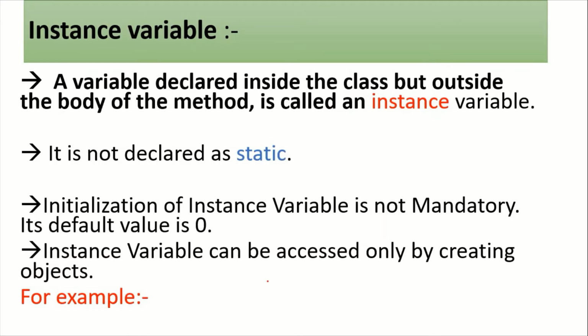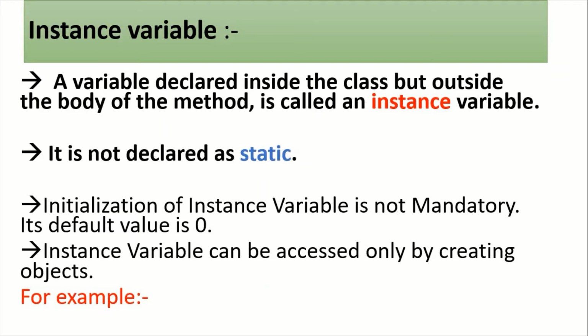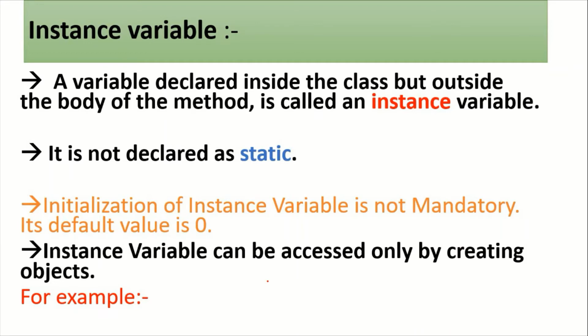Next, instance variable. A variable declared inside the class but outside the body of the method is called an instance variable. It is not declared as static. Initialization of the instance variable is not mandatory. Its default value is 0. But initialization of the local variable is mandatory, otherwise compiler will give you an error. Instance variable can be accessed only by creating object.